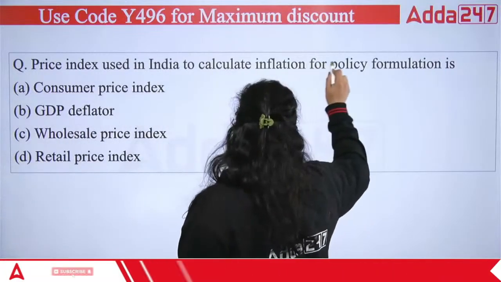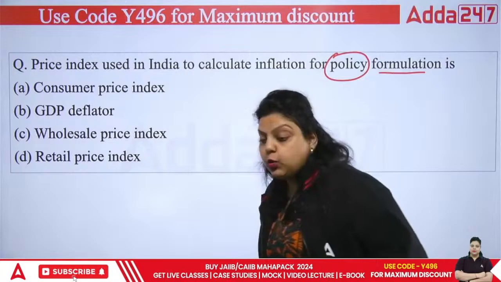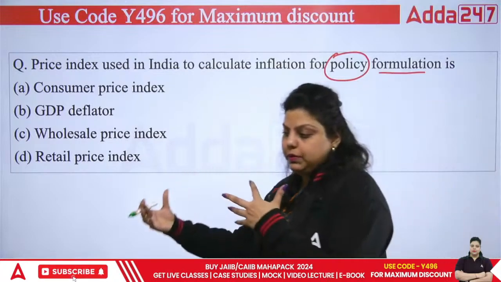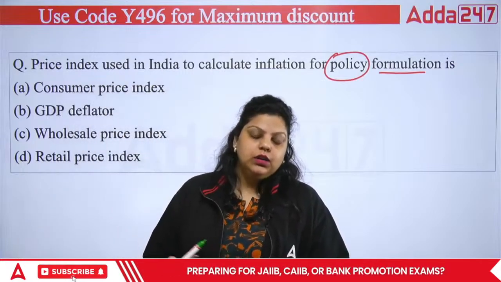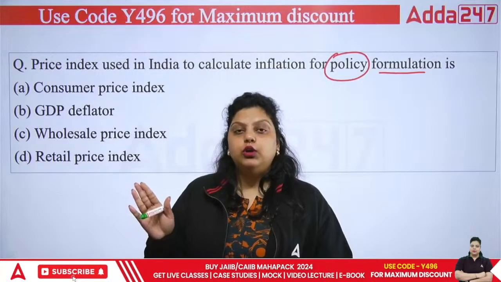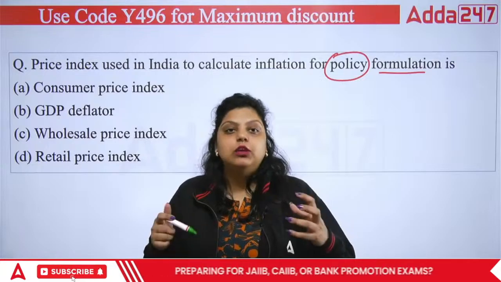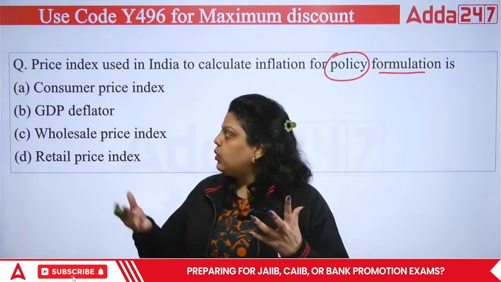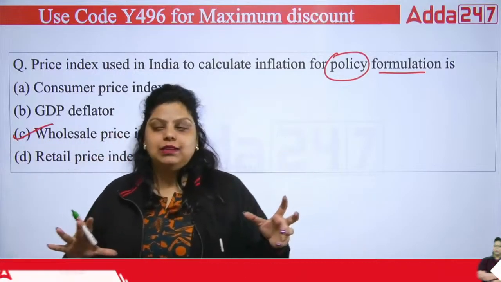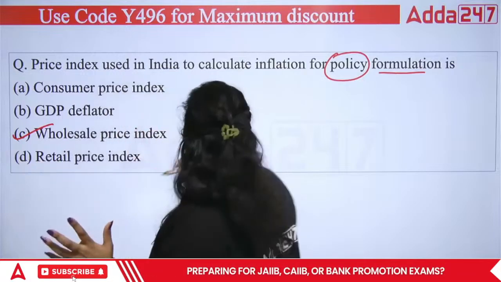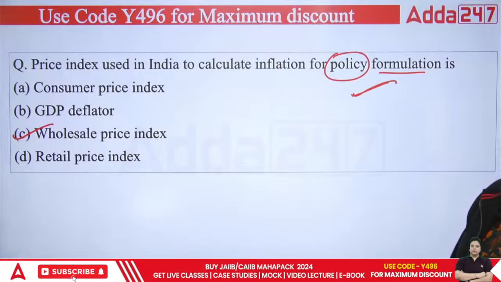So to form the policy for different purposes, like what should be done, how it should be done, what will be the next step of the government, because we know economic planning is very important. Taking major economic decisions in your economic planning will be done when you know what's actually going on in the country. So first you calculate and study the wholesale price index, what's going on at the wholesale market, and then you start formulating the policies. Okay, this is your right answer. So right answer will be C.